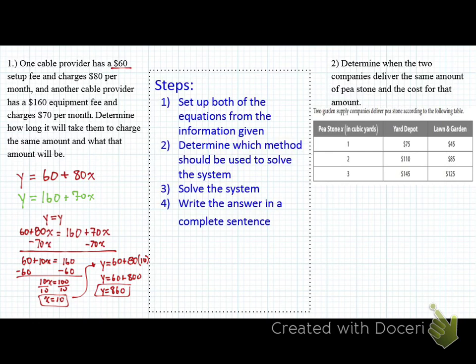Y, which represents what? The total cost, right? That means after 10 months, you're going to be paying how much? $860. To which company? The first, the second, or both of them? Both of them. Does that make sense? Good.